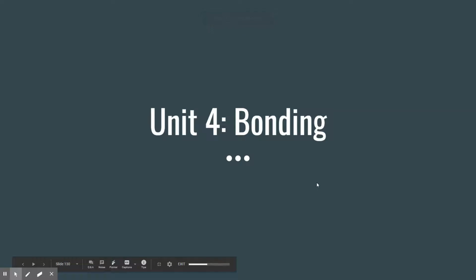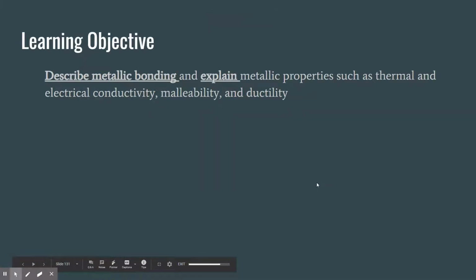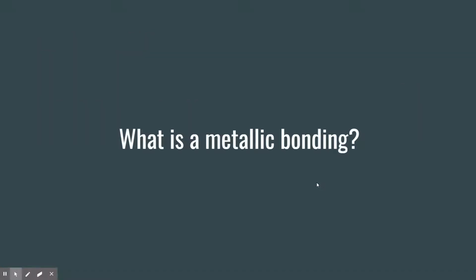Let's talk about bonding and let's focus on metallic bonding. We want to be able to describe what a metallic bond is and explain how metallic properties such as thermal conductivity, electroconductivity, malleability, and ductility arise because of metallic bonding. So, what is metallic bonding?